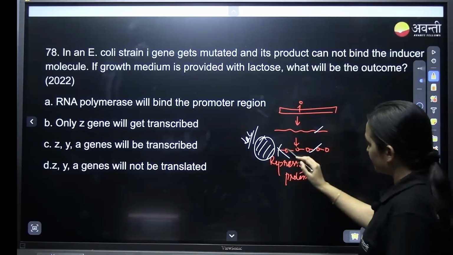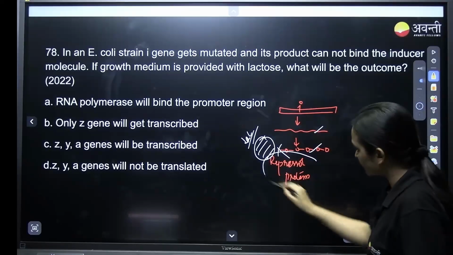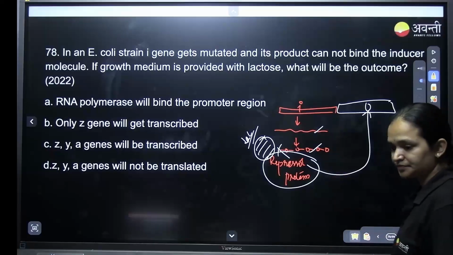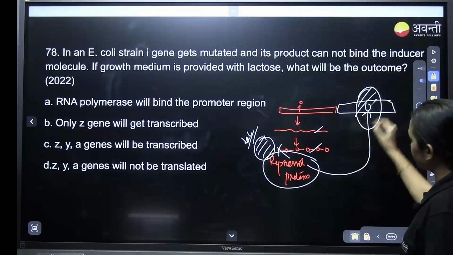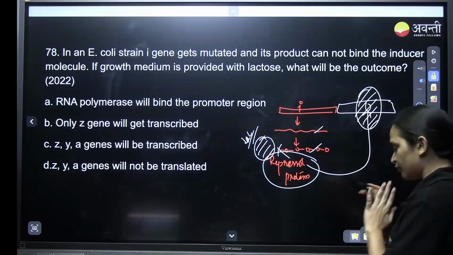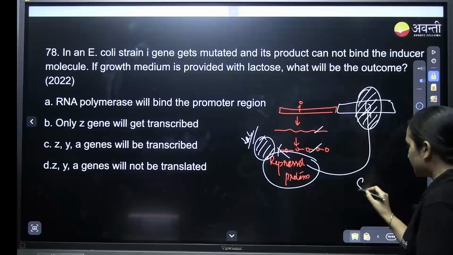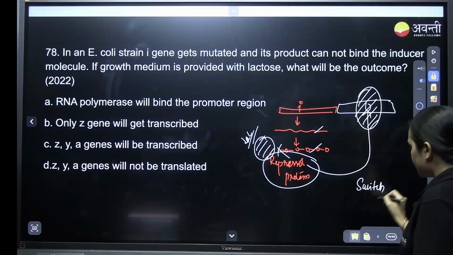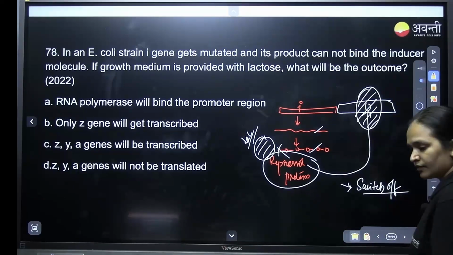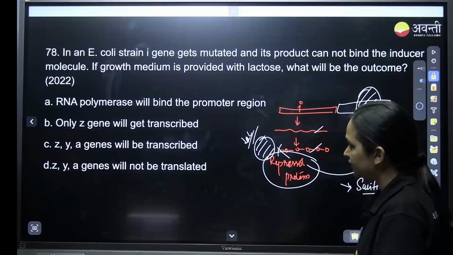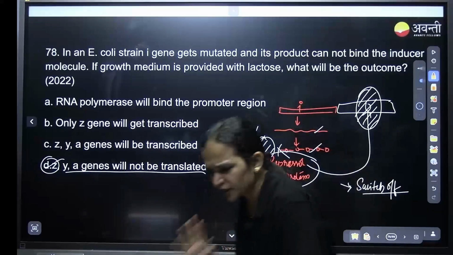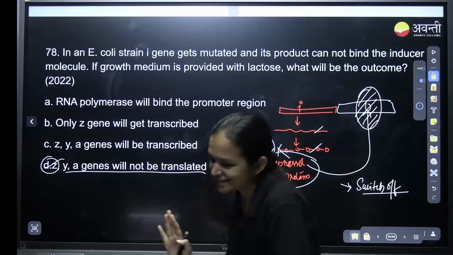lactose inducer. If it cannot bind to the inducer, this repressor protein goes and binds to the operator, right? If it goes and binds to the operator, the whole time, whether the lactose is present or absent, this is switched off only. Option D: ZYA will not be translated. Very good, very good. Okay. So you understood? Yes, ma'am.